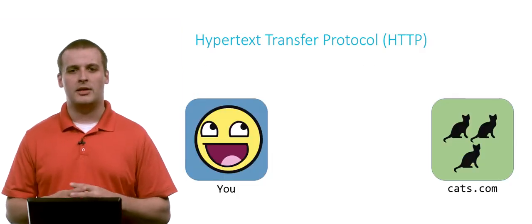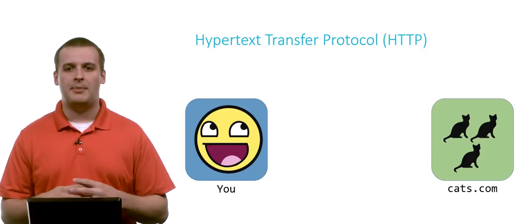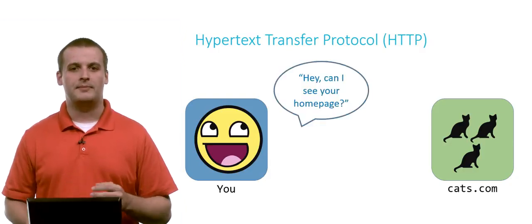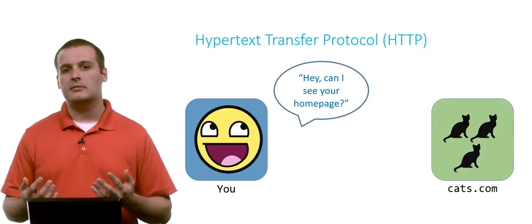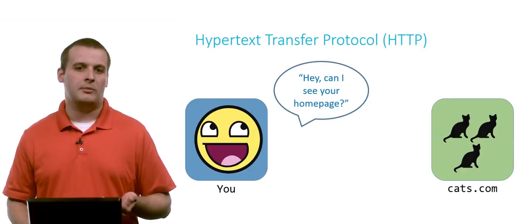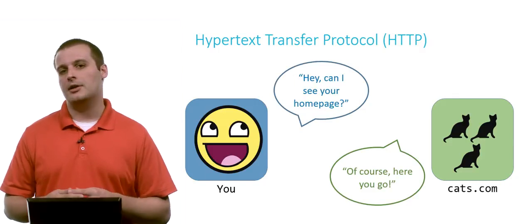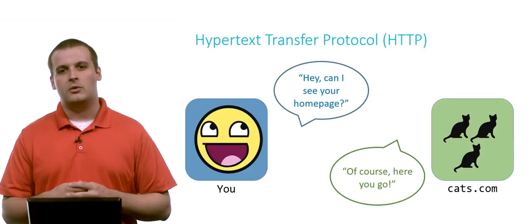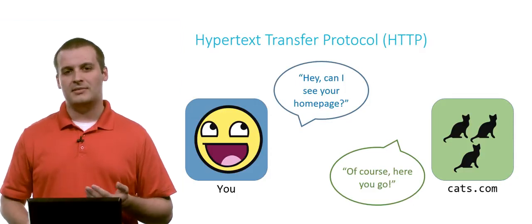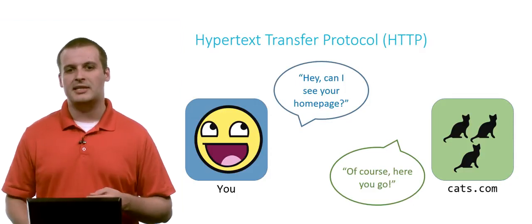So let's go back to our illustration of us wanting to talk to the internet. So we're happy and we want to go to cats.com, right? So if we're just talking to cats.com, we might say something like, hey, can I see your homepage? And cats.com will probably respond, yeah, sure. Here you go. So that's a human sort of ask and answer. What does that look like in HTTP? Well, it actually kind of translates pretty cleanly to something like this.